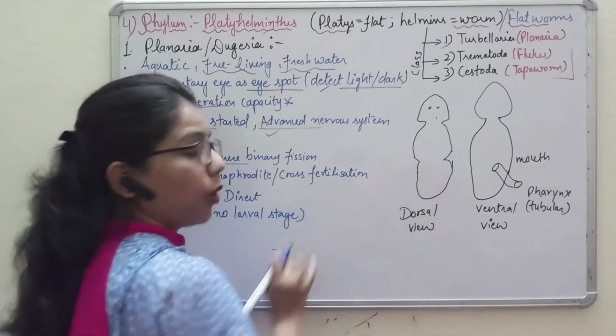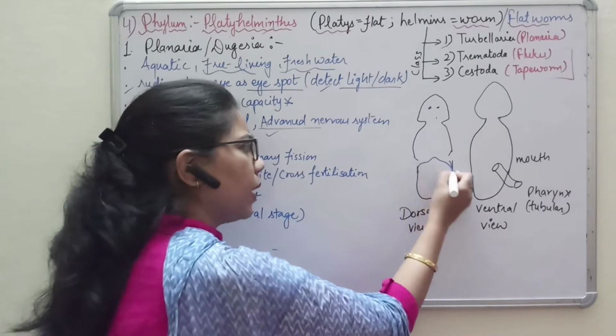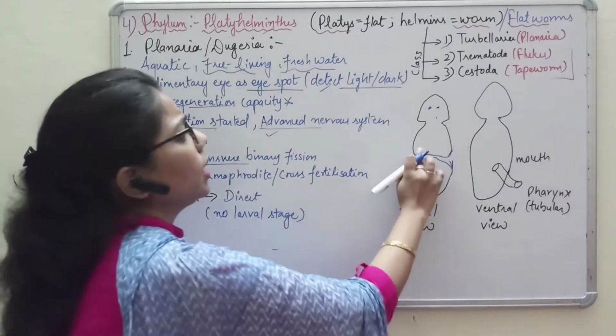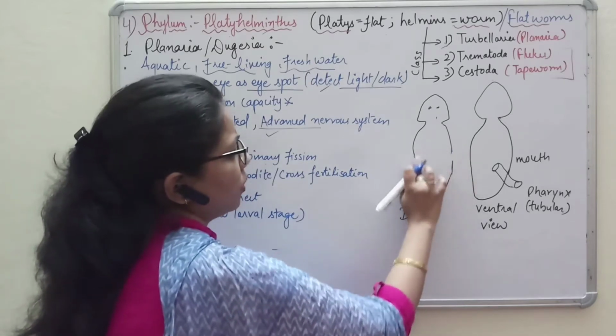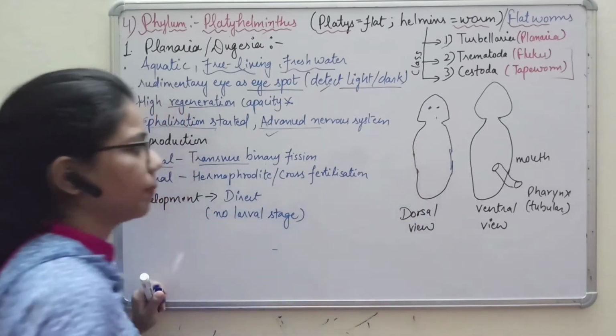Okay, some points will develop here. Again from here it will form a new planaria from here and a new planaria from here. Okay, so we can say it is a transverse binary fission. कैसे fission होता है, transverse binary fission, क्योंकि अब transverse planes में होता है, right?